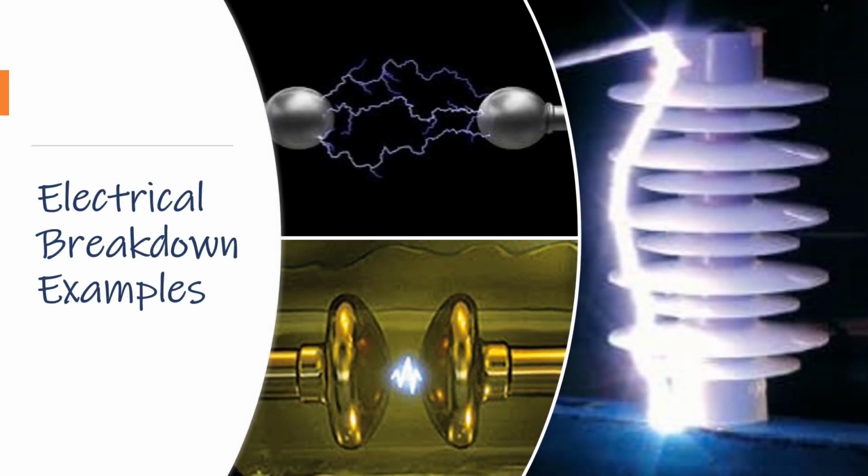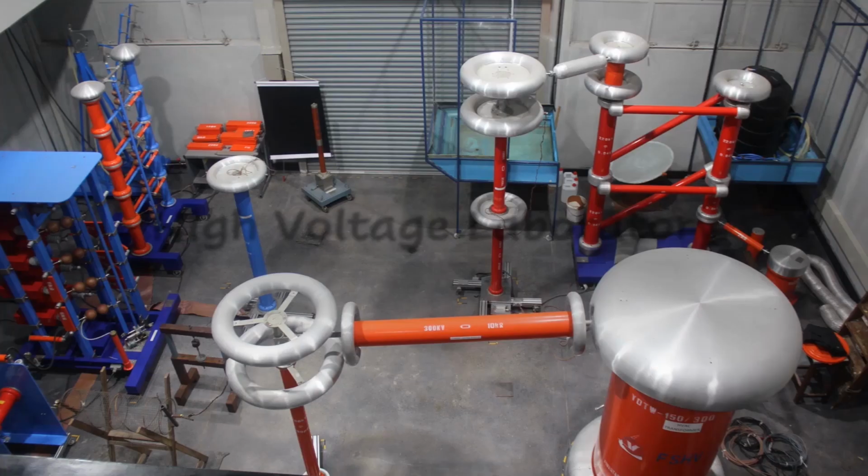Here, you can see some examples of electrical breakdown. In our practical, we focus only on the breakdown of air gaps, which means air acts as the dielectric material. You will see how it happens in the practical later in this video.